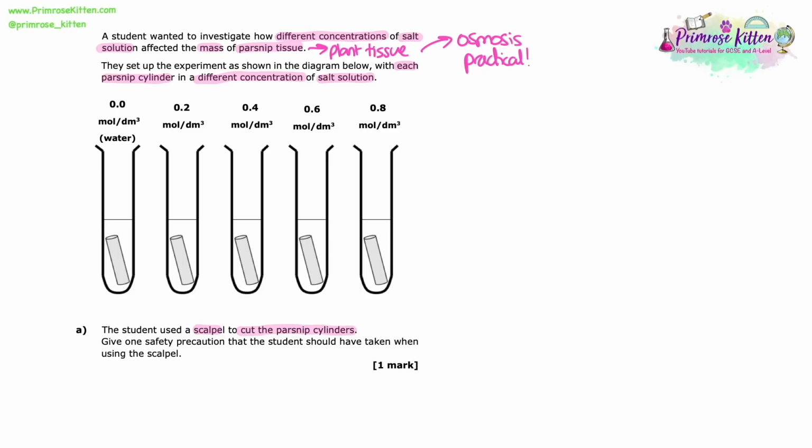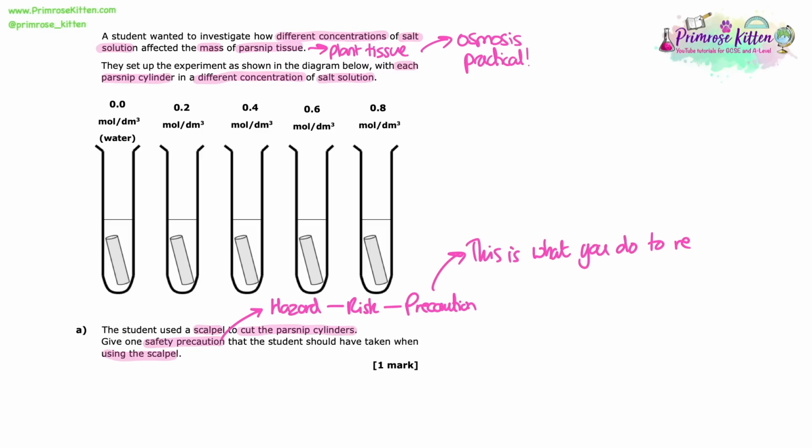So part A says the student used a scalpel to cut the parsnip cylinders. Give one safety precaution that the student should have taken when using the scalpel. So when we do risk assessments for practicals, we should be used to doing a hazard. So what is it that could be dangerous? What's the risk to you that could happen, and then what's the precaution.